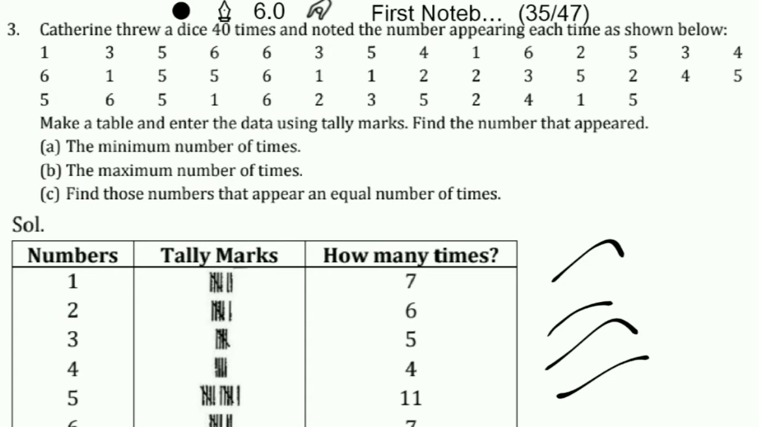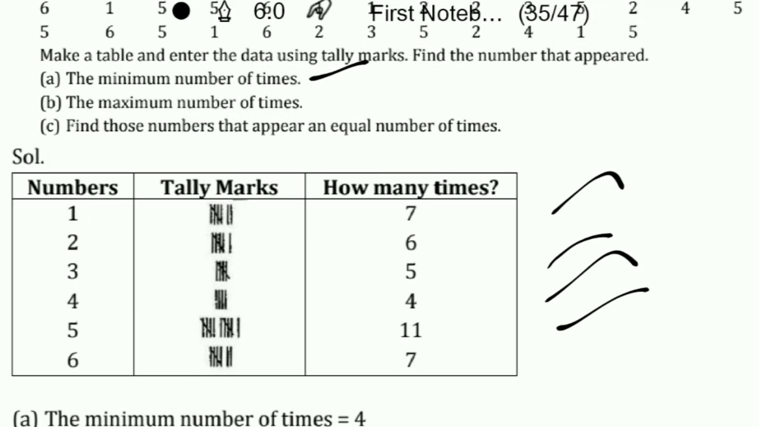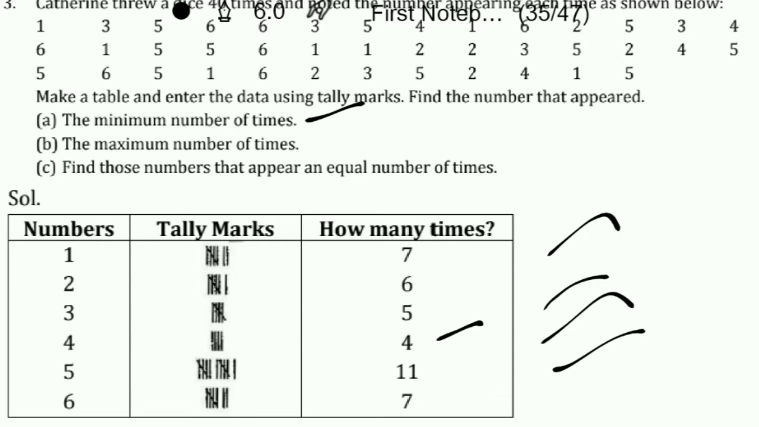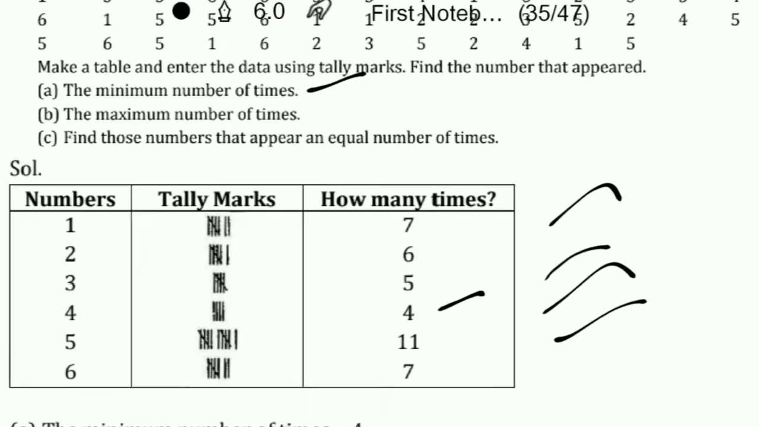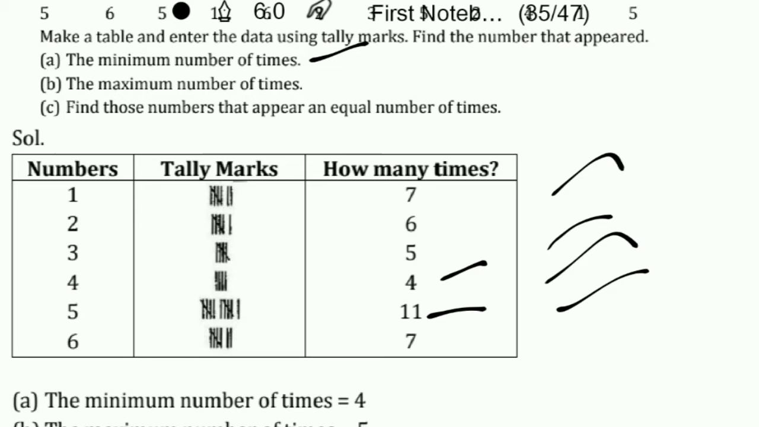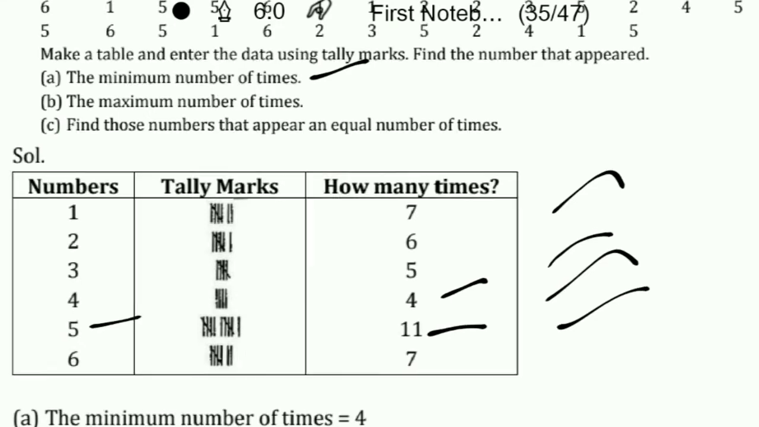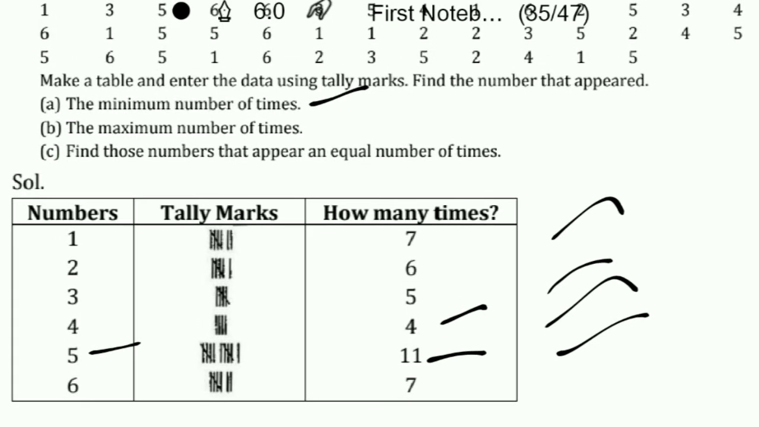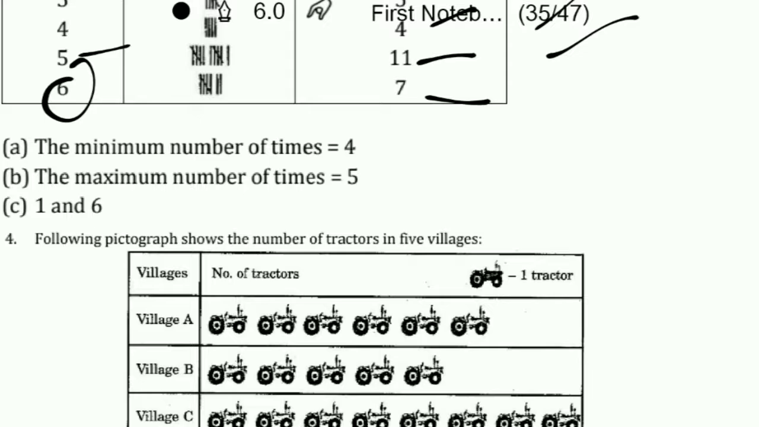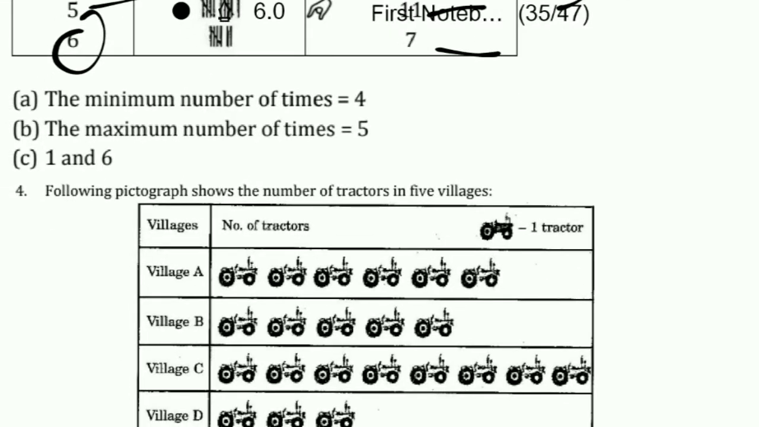First question, minimum number of times. Minimum means the least one. So 4. Which one is 4 only? The maximum number of times is 11. Which number is it? 5. And find those numbers that appear an equal number of times. See, this one and this one. It means 1 and 6. Clear? Like this we have to do the tally marks questions.